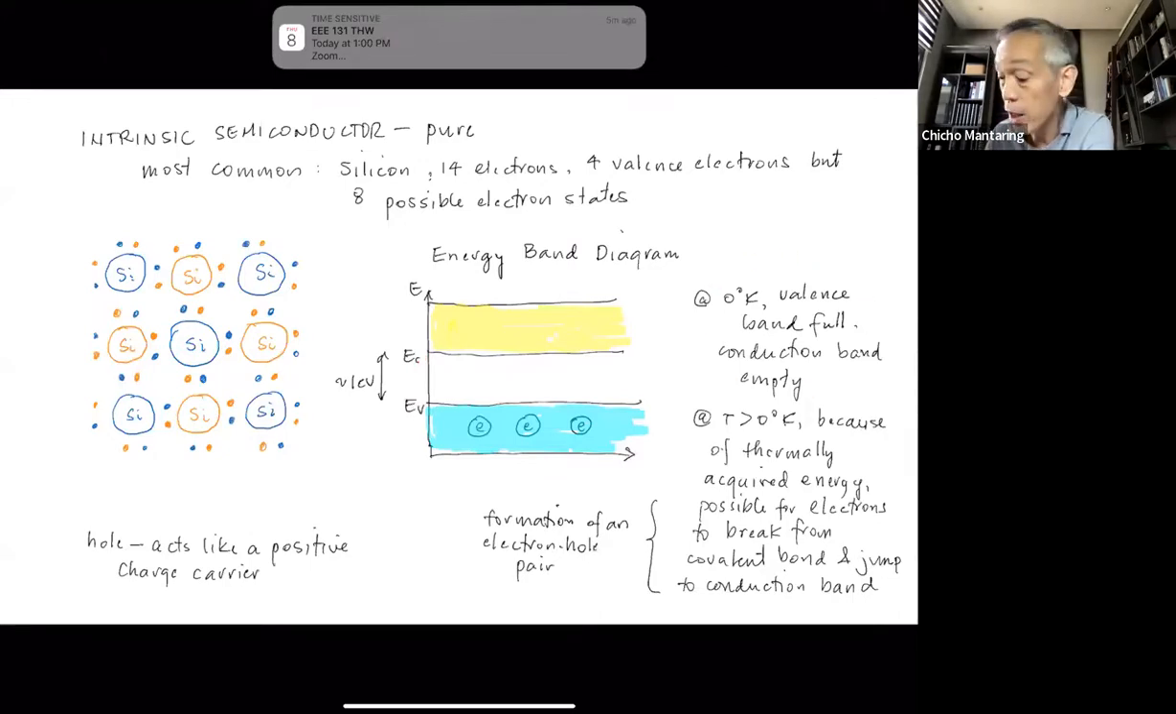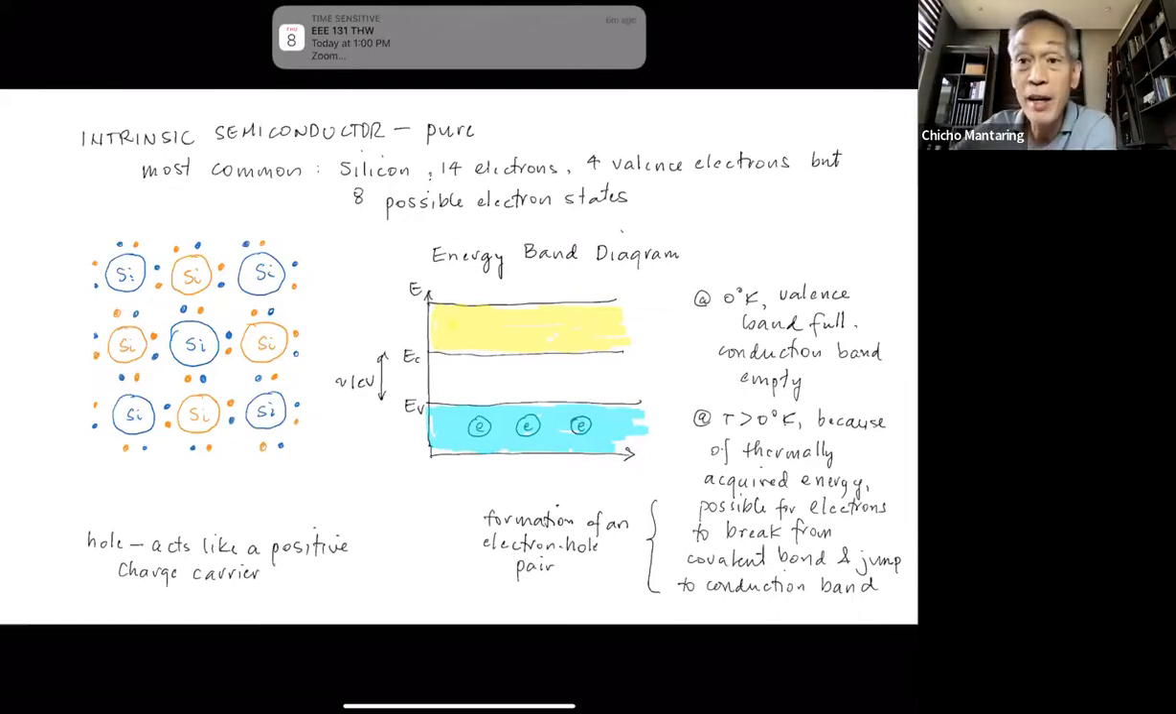At 0 degrees Kelvin, for a pure semiconductor, the valence bands are all occupied, or the valence electron states are all occupied. So all your electrons are here. There is no electron here. This is at 0 degrees Kelvin. Now, if you raise the temperature higher than 0 degrees Kelvin, what happens?